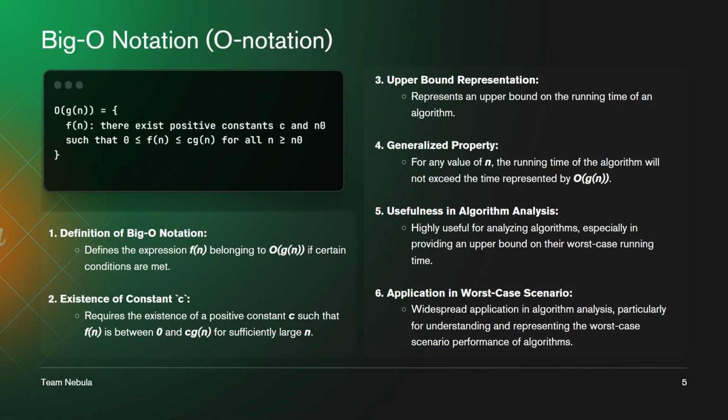The expression above can be defined as follows. The function f of n belongs to the set big O of g of n if there exists a positive constant c such that function f of n lies between 0 and c g of n for sufficiently large n.